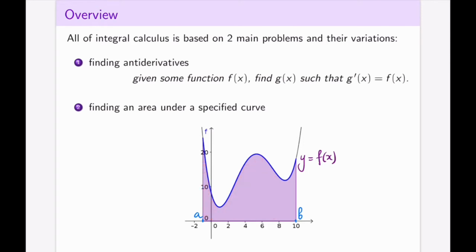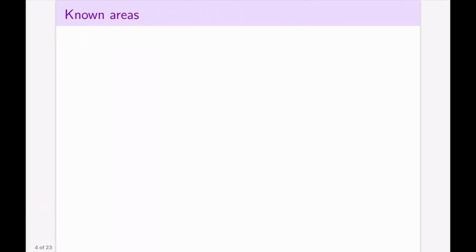In this course, we will focus in on problem 2 first and then come back to discuss how it relates to problem 1 and how the two of them connect together. Now, if we're going to start looking for areas, let's think about some known areas that we already can compute exactly. Think of the simplest shape whose area you know as a formula. This is most likely going to be a rectangle.